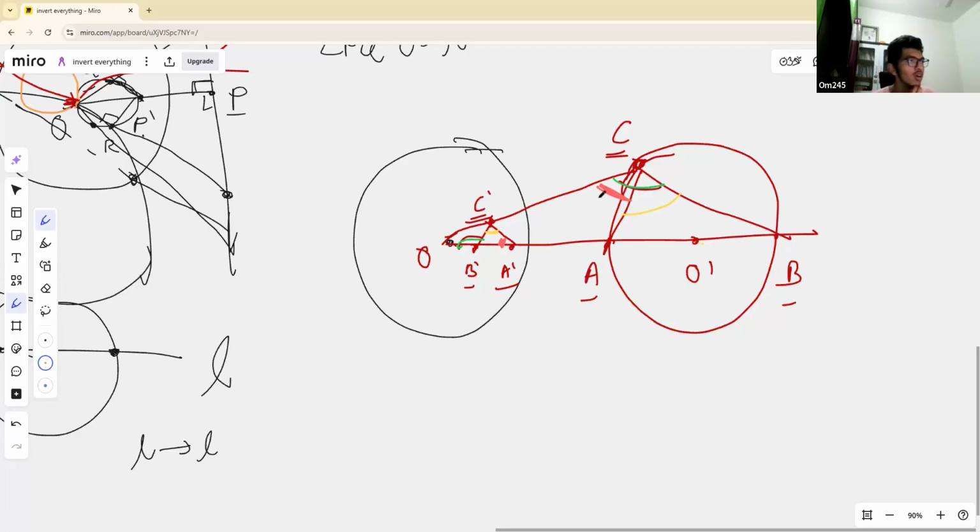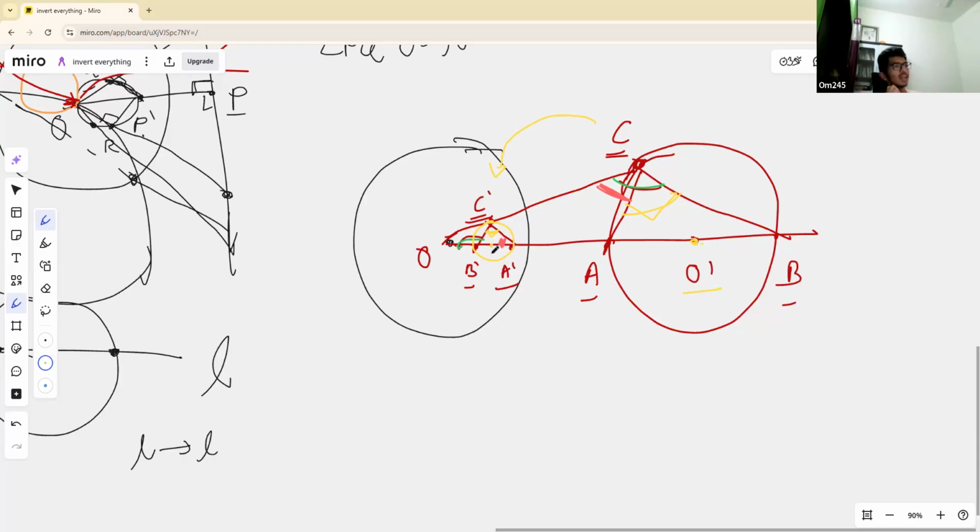And now if you consider the center, then this will be 90 and this will be 90. So this should be the circle with diameter A dash B dash. And so this gives that circles map to circles, if they are not passing through the center. But here is one thing you should know: centers do not map to centers.